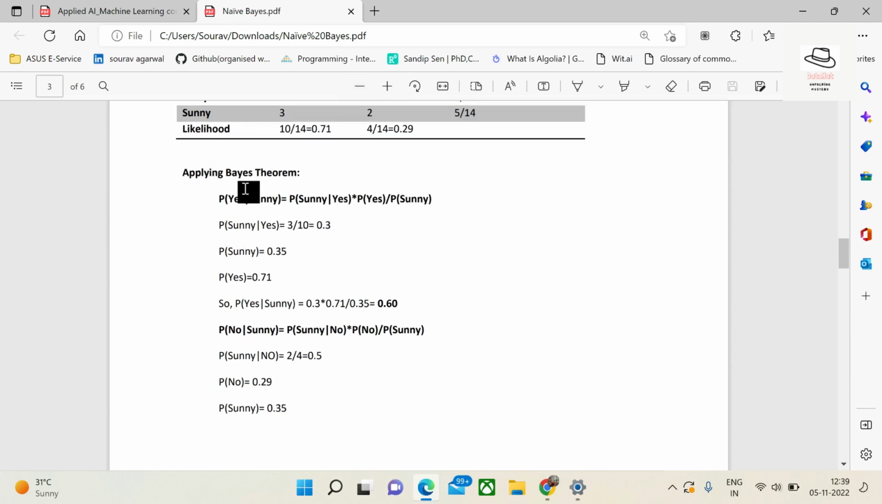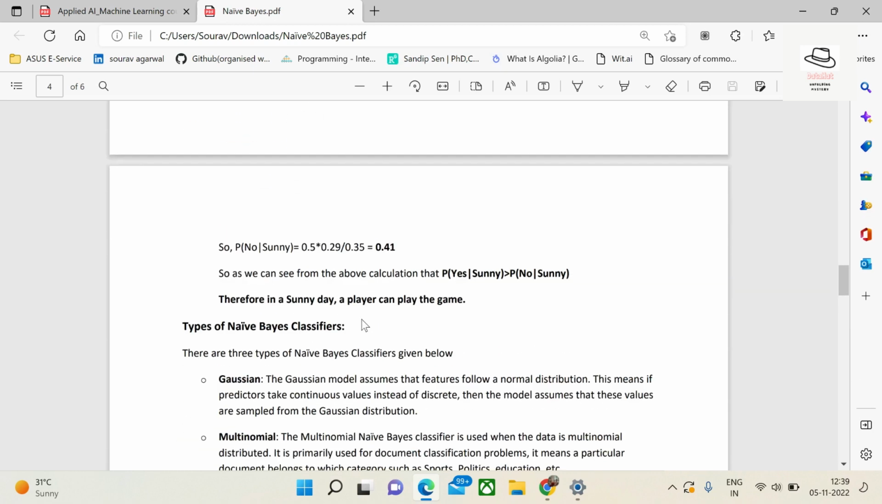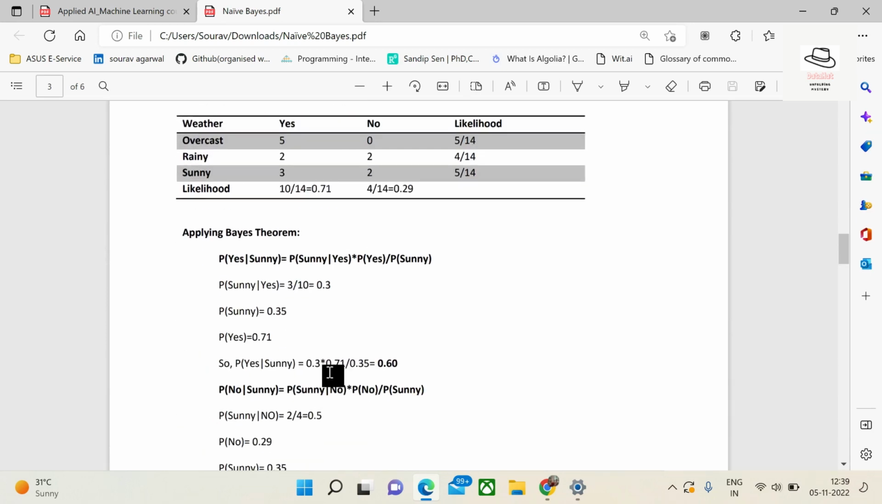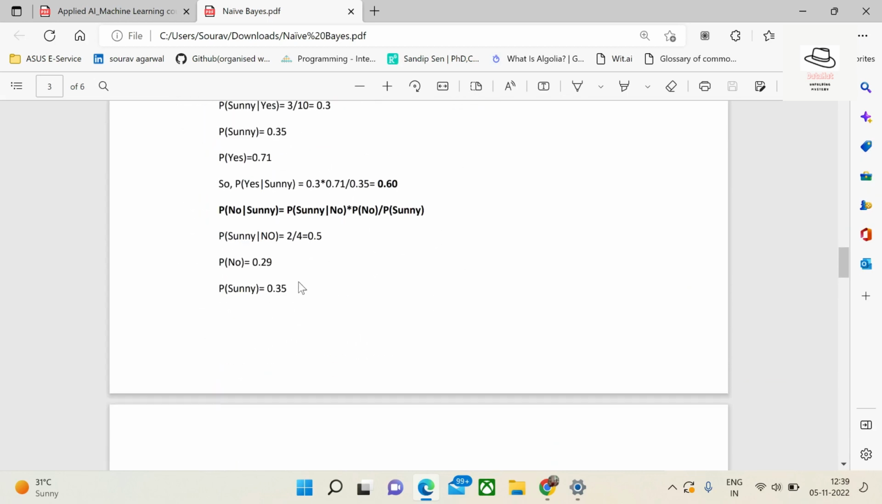So applying naive Bayes, we compute our probability of the class label being yes given sunny. Similarly, probability of no given sunny. So whenever you have certain input, say you have the input as overcast, what is the probability of the individual going out to play given it is overcast? You can compute it here.